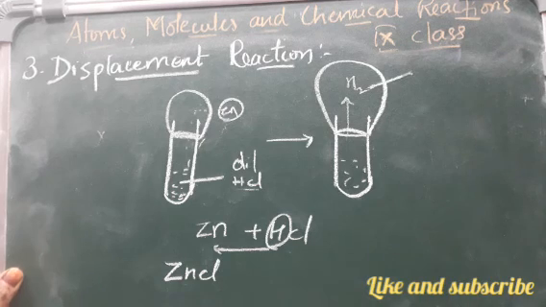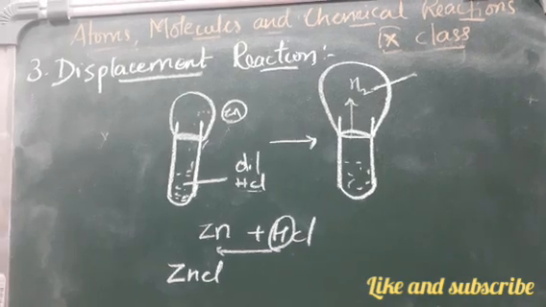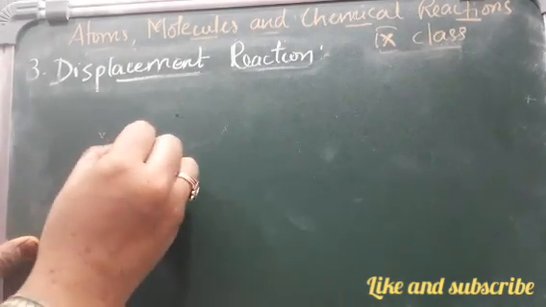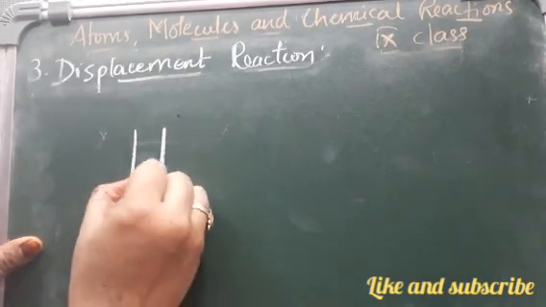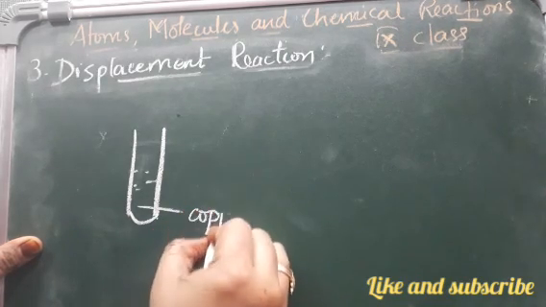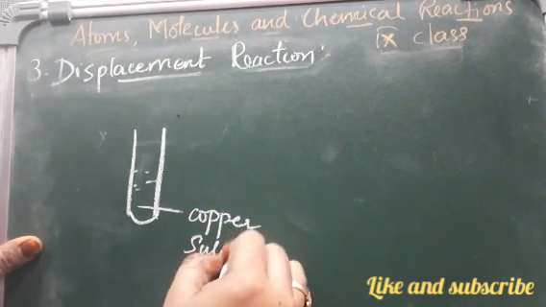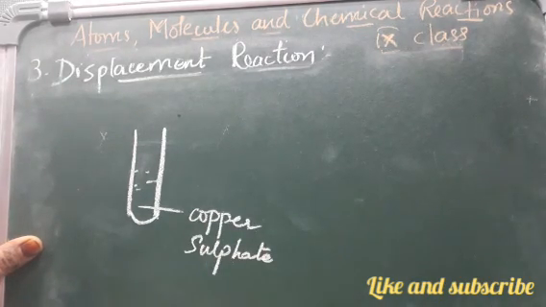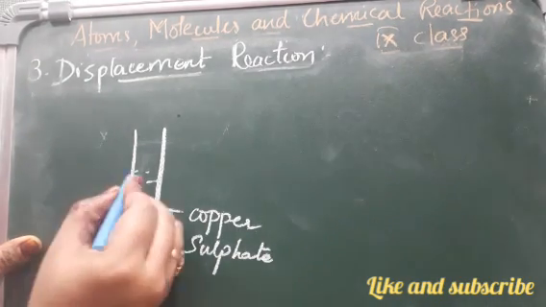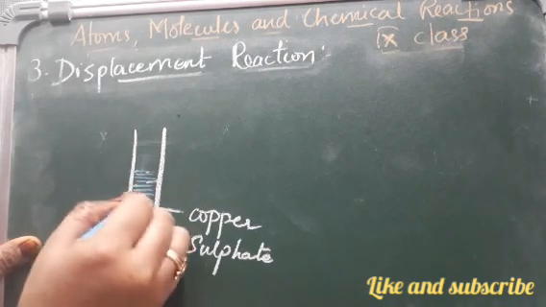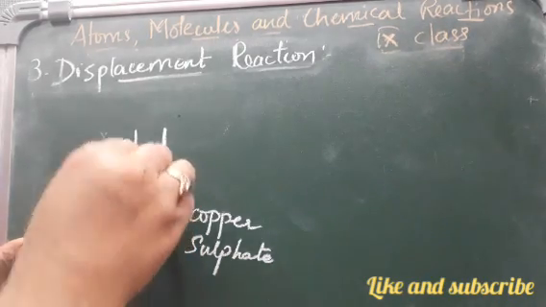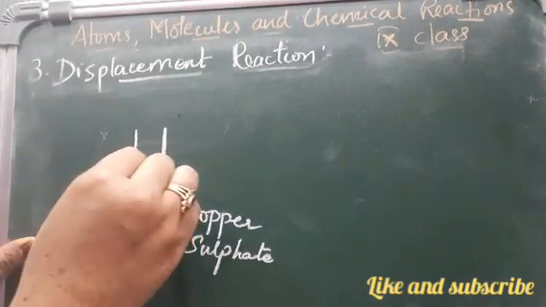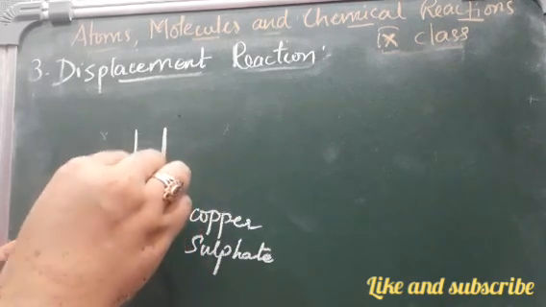Similarly, we have one more example: an iron nail. Suppose this is your test tube, and in this test tube we have added copper sulfate solution, which is blue in color. Now to this copper sulfate solution we have placed a nail which is fully rusted.